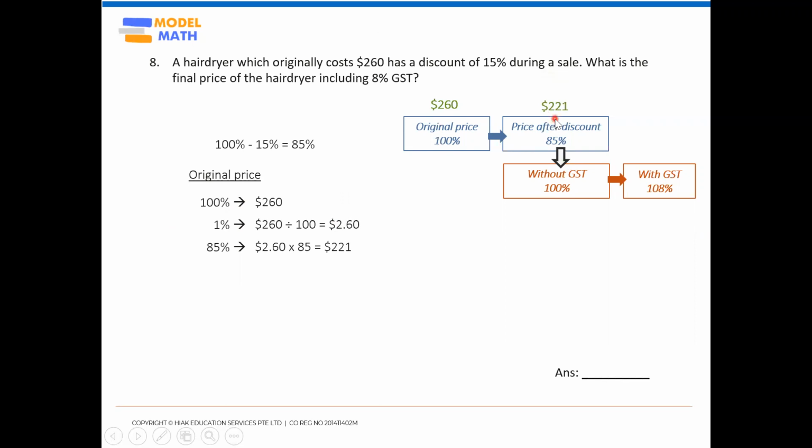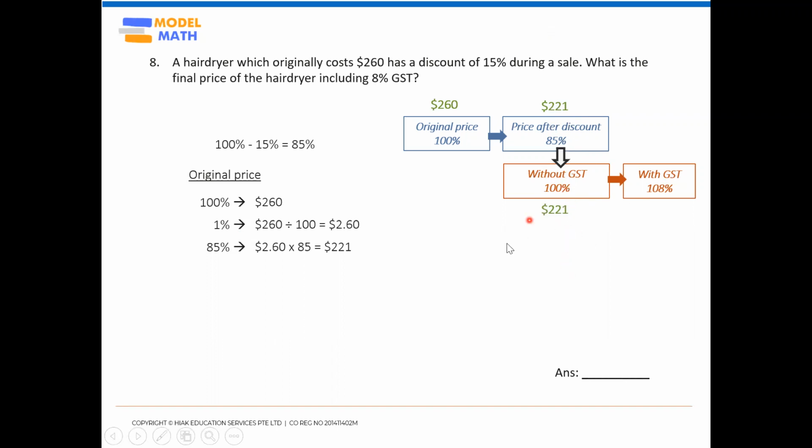Now, but at the cashier, at the counter, when you make your payment, the cashier tells you, oh, we are going to charge you GST as well. You also have to pay additional GST. So if you're going to pay GST, it means that you're no longer paying $221. You're going to pay slightly higher than $221. And that means this $221, in your GST layer calculation, will be your new 100 units this time. It will act like the new 100%.